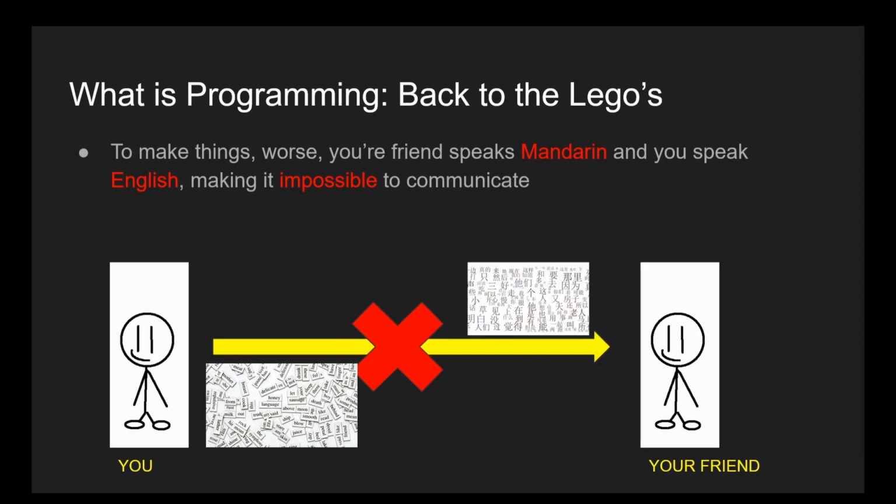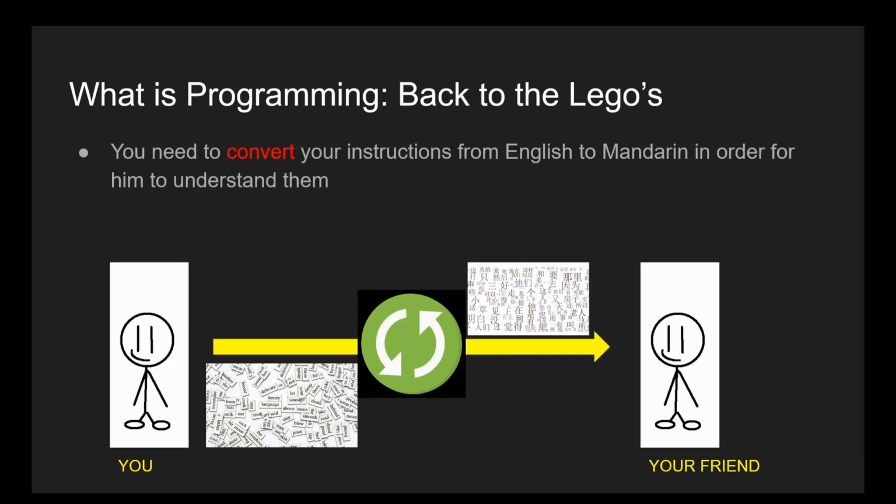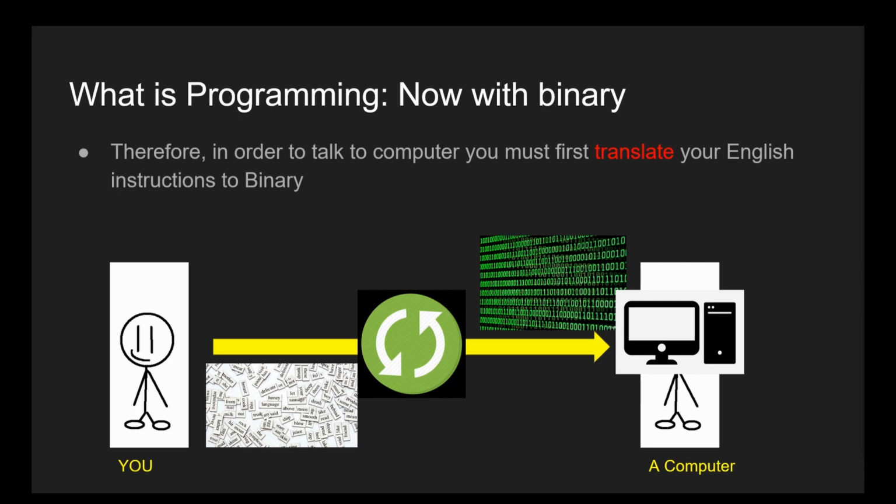Going back to the Lego example, this process would be like if he was not only less than intelligent, but to make matters worse, he could not understand English and only spoke Mandarin Chinese. In order to speak with him, you have to convert the instructions into the language that your friend understands. This process is essentially what you must do for your computer in order to make it understand the instructions you give them.